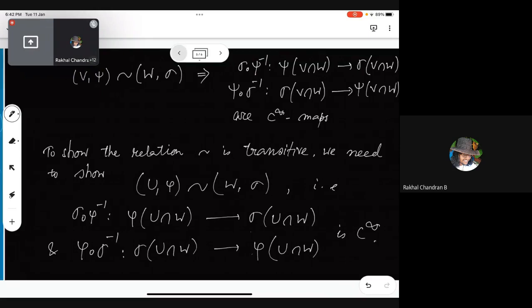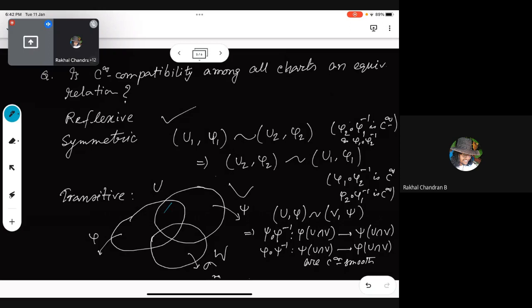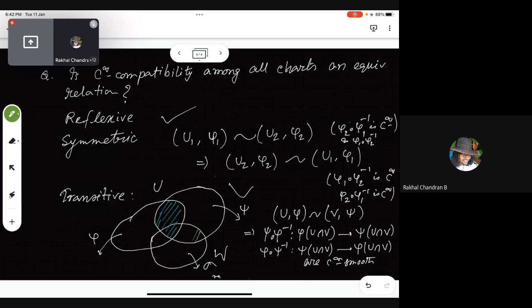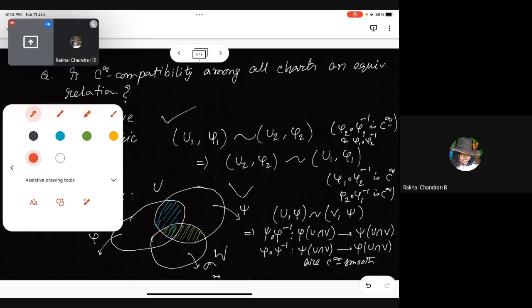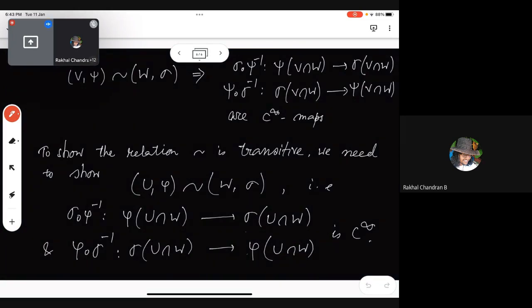So let's look at the picture again. Look at the intersections. U intersection V is this one. V intersection W is this one. But U intersection W is this one, right? So on this part, on the red part, where no other color is there, we don't know the function. We don't know whether this is smooth or not. So this whole thing may not be smooth.